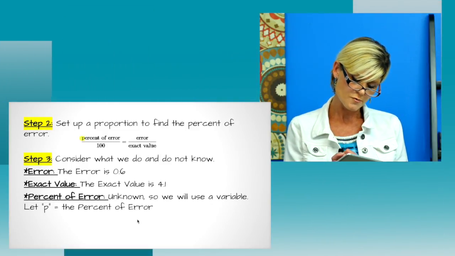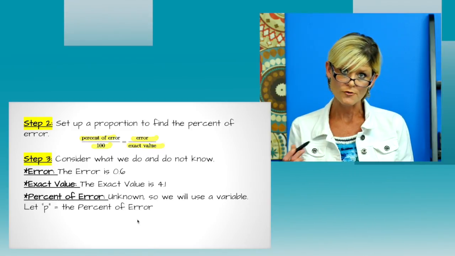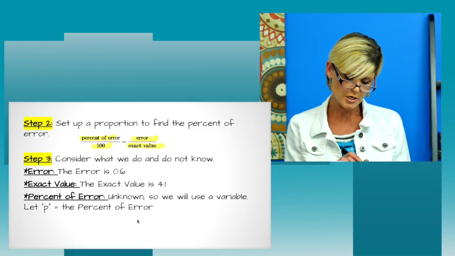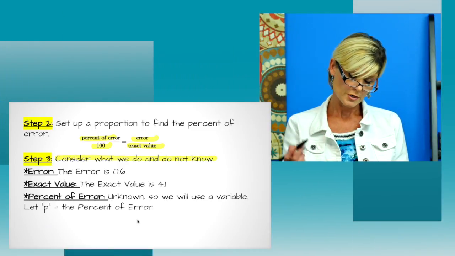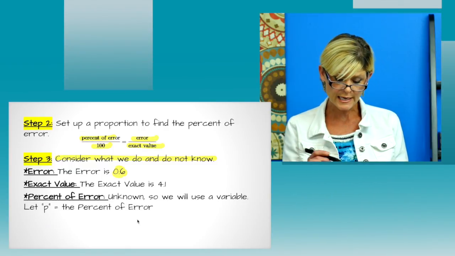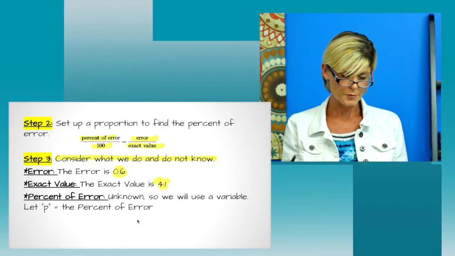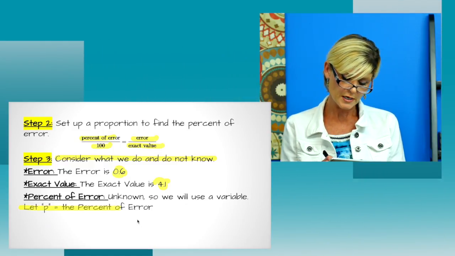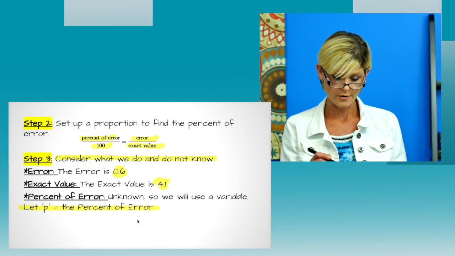Step two is to set up a proportion to find the percent of error. The percent of error over 100 equals the error over the exact value. Now we want to consider what we do and don't know. That's our step three. Here's what we know. The error is 0.6. The exact value is 4.1. The percent of error is unknown. We don't know, so we'll use a variable, and we will let P equal the percent of error.